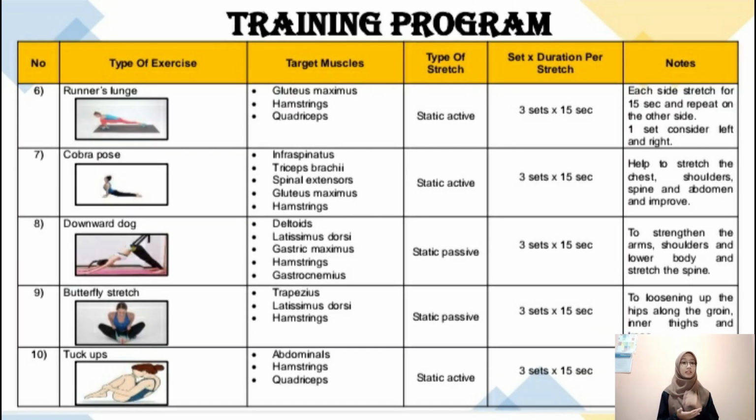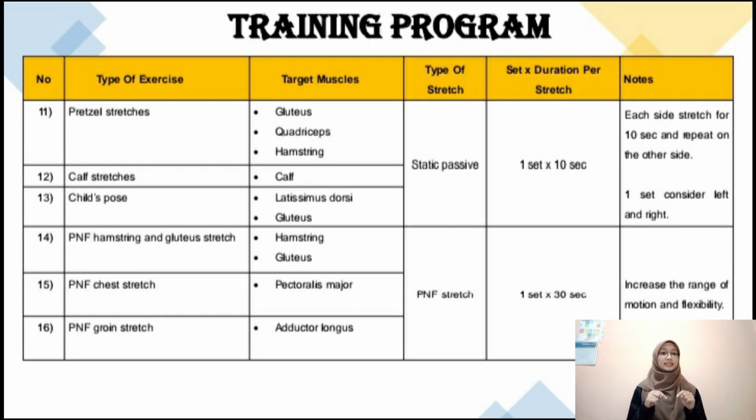So this is the flexibility exercise for a diving sport, which is runner lunges, cobra pose, downward dog, butterfly stretch, and tuck ups. Each exercise will be performed in 3 sets of 15 seconds. This is the last part of the training program, which is a cooling down session. For the static passive, there is the pretzel stretch, calf stretch, and child pose. Each exercise will be performed in one set for 10 seconds.